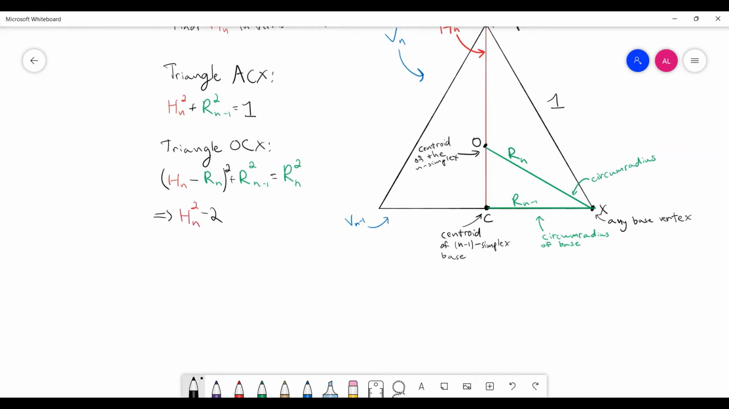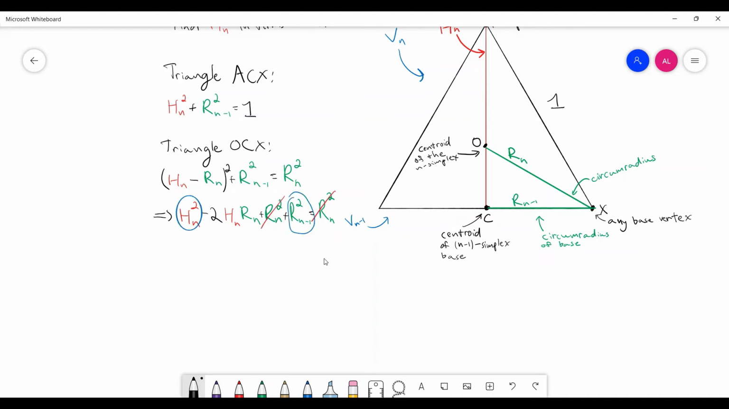So we can expand the square out, right, to get this. We add Rn minus 1 squared, and that's equal to Rn squared. So this part right here, Hn squared minus 2Hn Rn plus Rn squared, that's the parentheses expression expanded. And we add Rn minus 1 squared, and that's equal to Rn squared. So now a whole ton of things go away. So the Rn squared cancels.